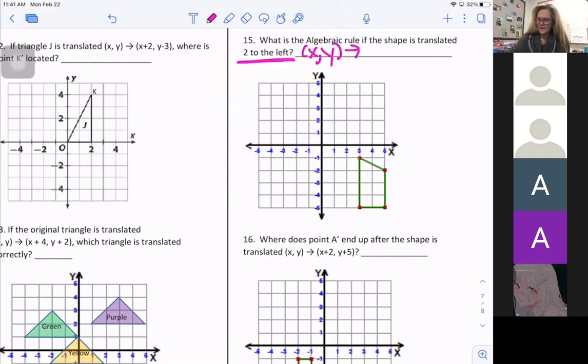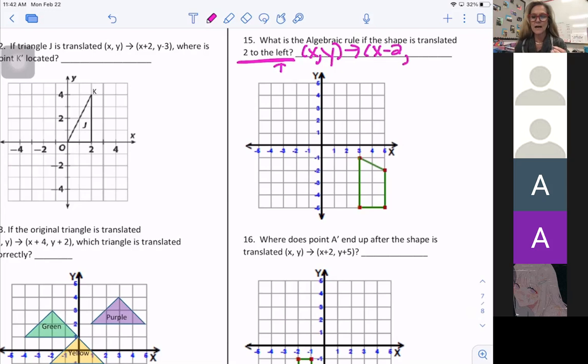Now, my rule. What does it tell me? This thing is a rectangle. It says it's translated 2 to the left. What is left? It's subtraction, right? And what is it dealing with, X or Y? X, right? So I'm going to have X minus 2.